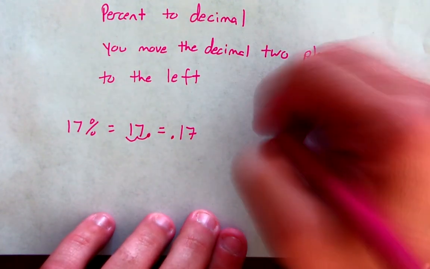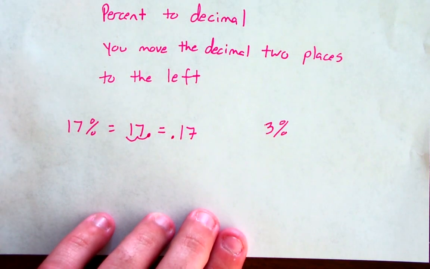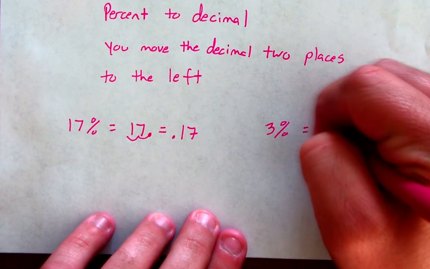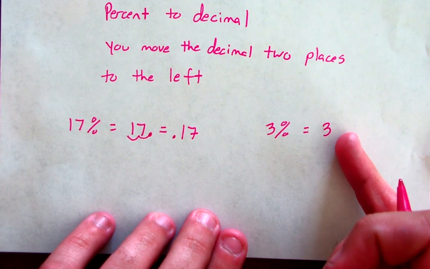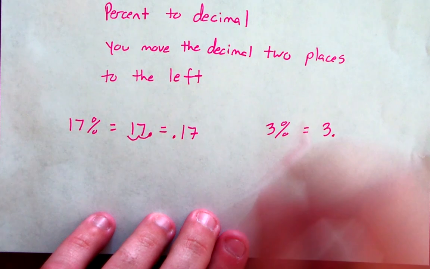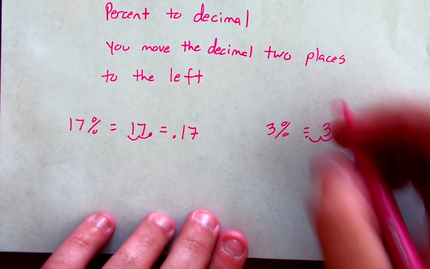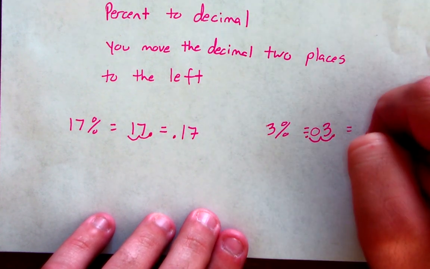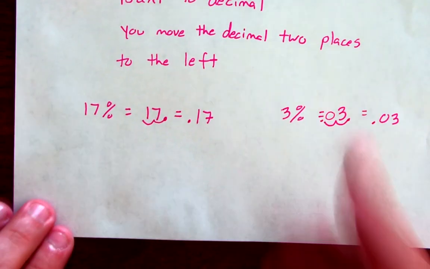Now what happens if we have this? 3%. Again, start by covering up the percent sign. Now we just have the number 3. Again, do you see a decimal here with the number 3? No, it's a whole number. So put the decimal behind it. And now move the decimal two places to the left. 1, 2. Well, now look, you see this empty space here? Add a 0. So 3% is the same as 0.03 as a decimal.